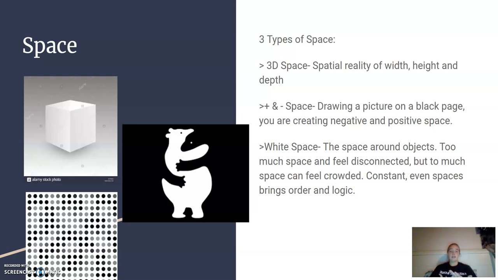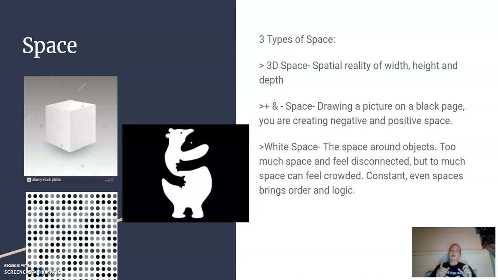So let's start off with 3D space. 3D space is the reality of width, height, and depth. So if you've ever seen a cube, that's a good representation of 3D space. Positive and negative space is a little different.